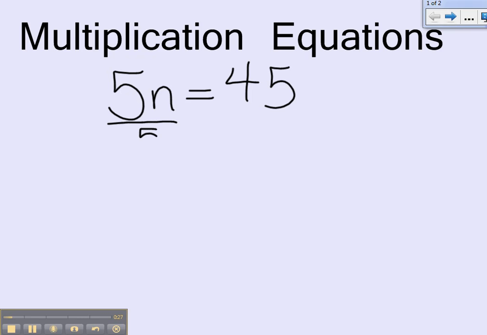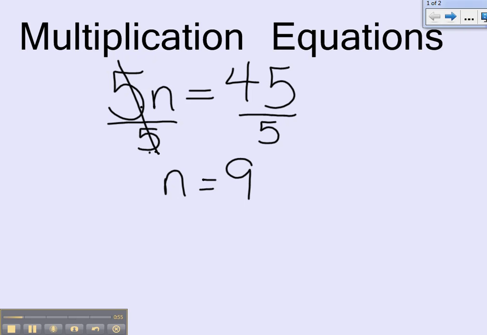Remember, I show division in algebra with the line and writing the number underneath it. This means 5n divided by 5 and 45 divided by 5. Well, I know 5 divided by 5 equals 1. So that's going to cancel each other out because anything times 1 is just going to be that number. So I'm left with just n on the left-hand side. On the right-hand side, I have 45 divided by 5, which equals 9. So I have n equals 9.